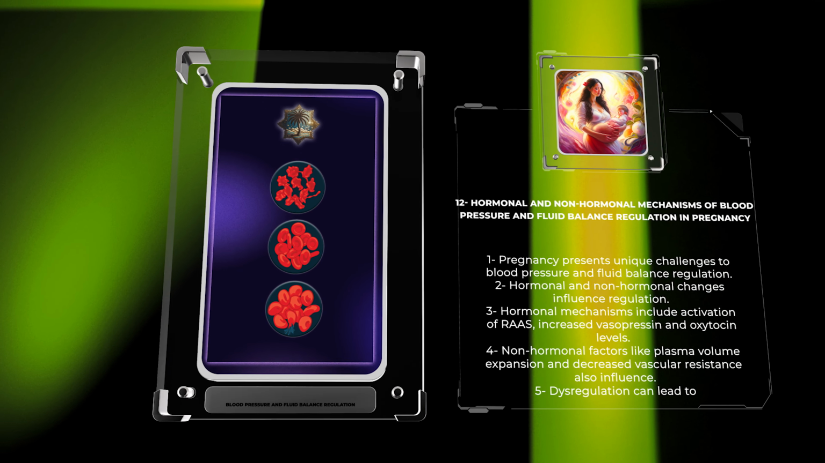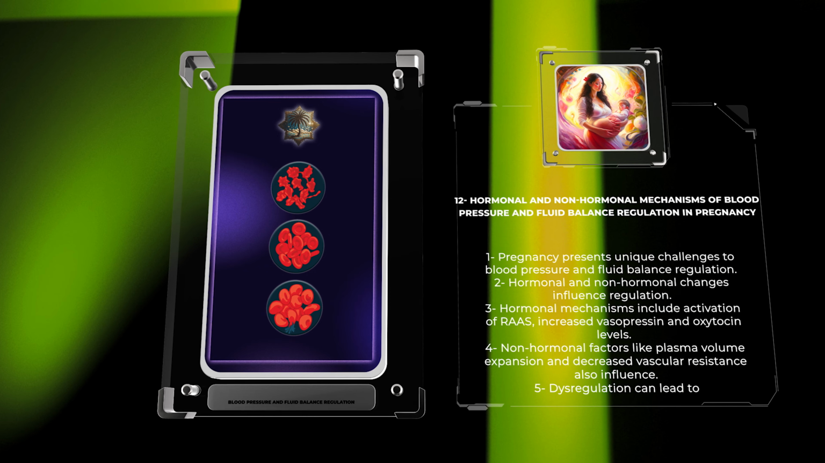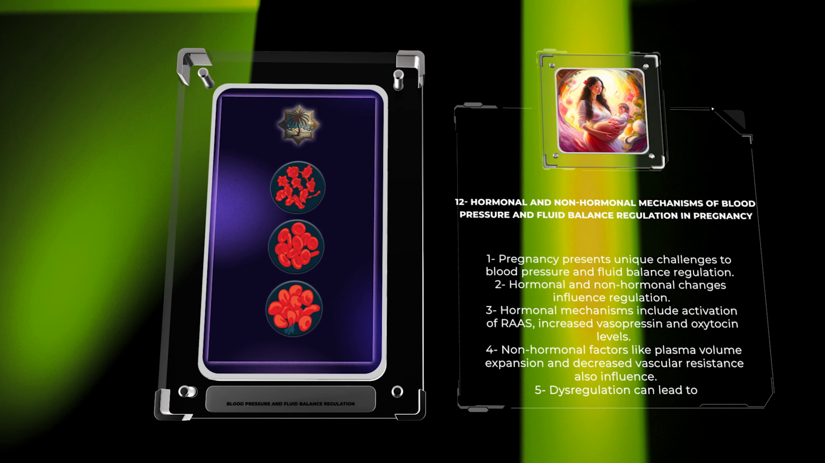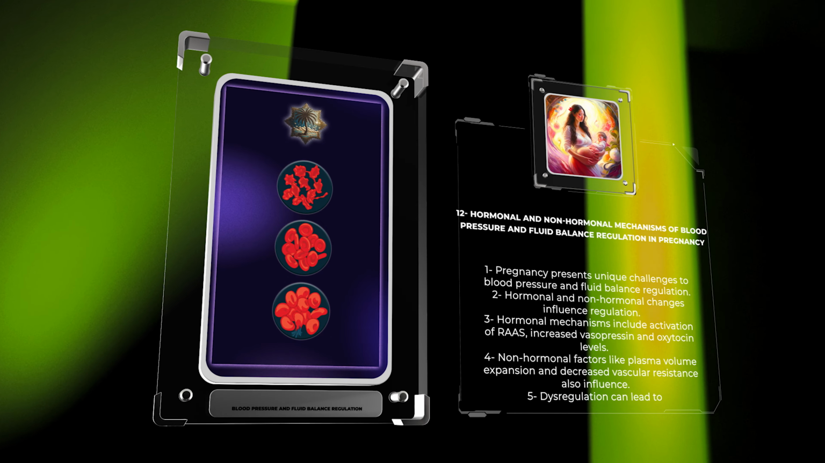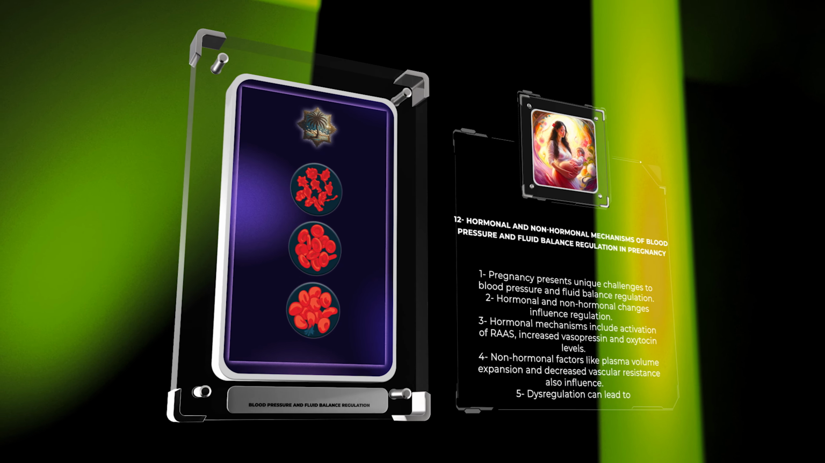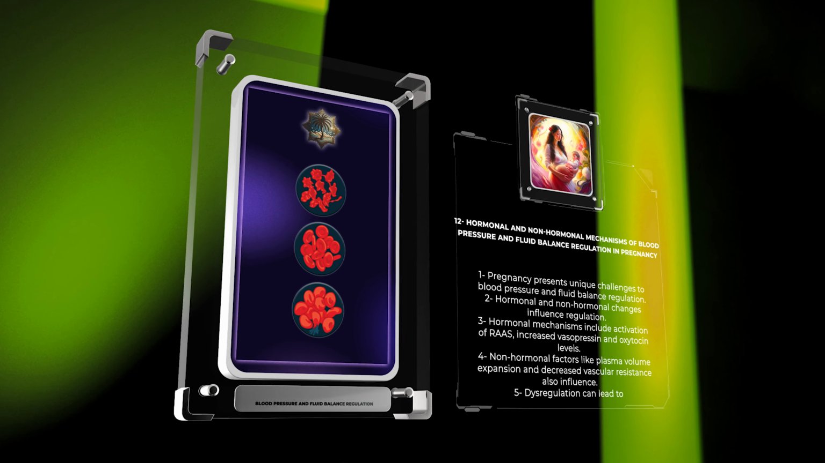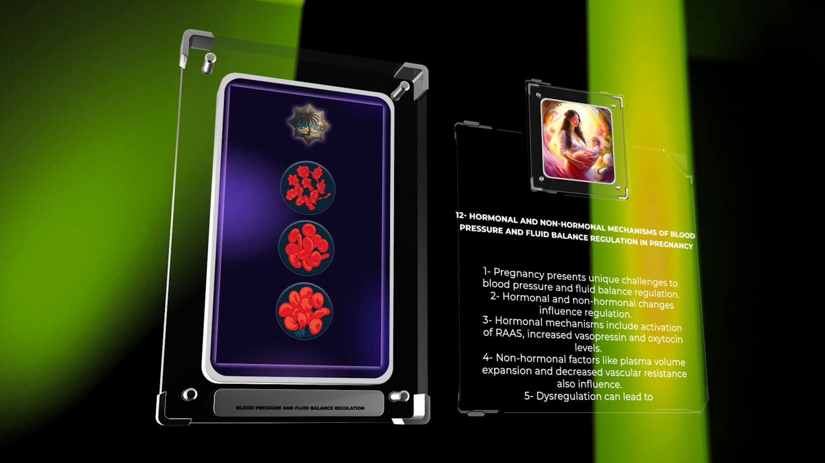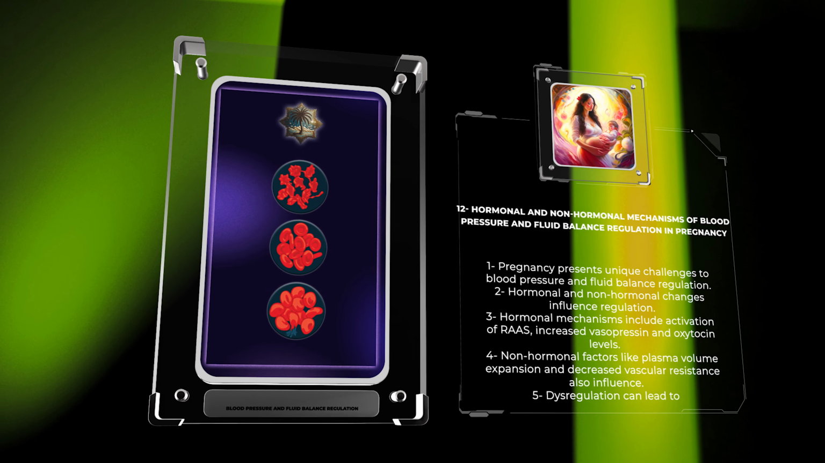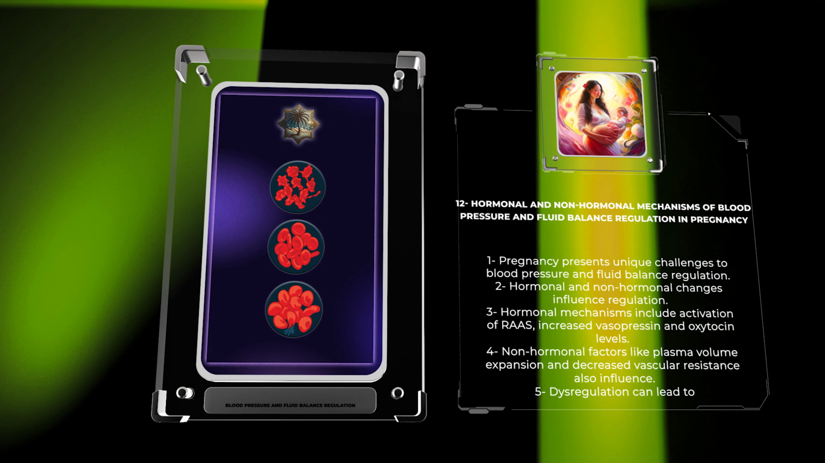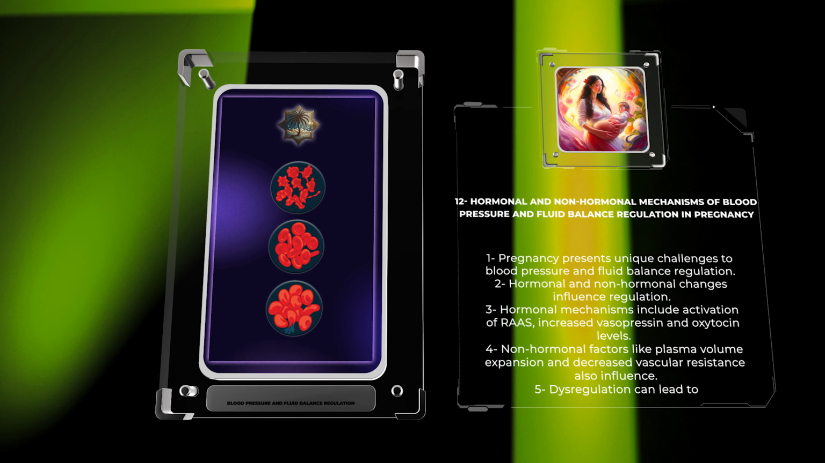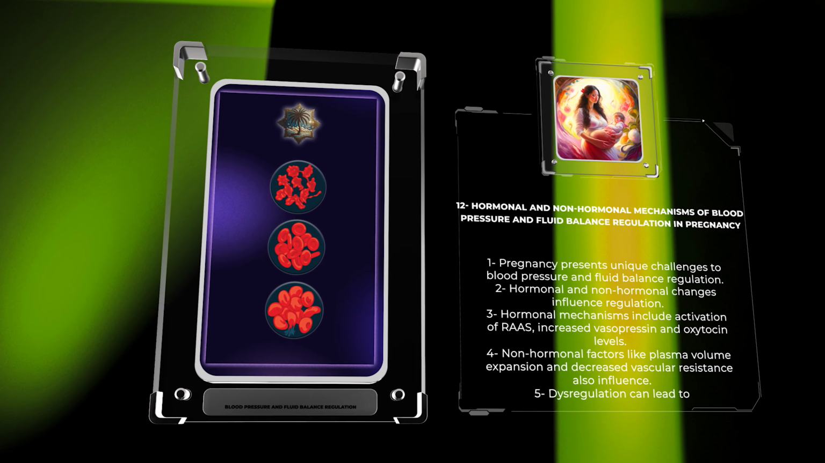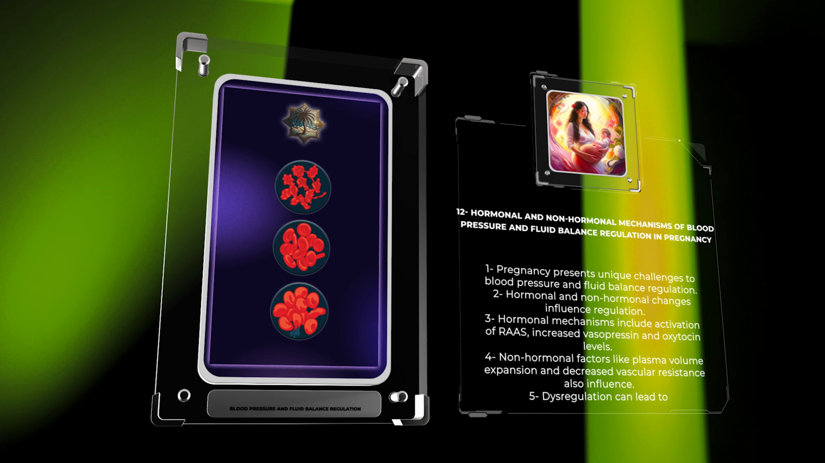Counteracting these hormonal mechanisms, non-hormonal factors such as maternal plasma volume expansion, decreased systemic vascular resistance, and enhanced glomerular filtration rate, GFR, also influence blood pressure and fluid balance during pregnancy. Dysregulation of these mechanisms can lead to pregnancy-induced hypertension, PIH, and other complications. Understanding the intricate interplay between hormonal and non-hormonal mechanisms is crucial in diagnosing and managing pregnancy-related hypertension and optimizing maternal and fetal outcomes.